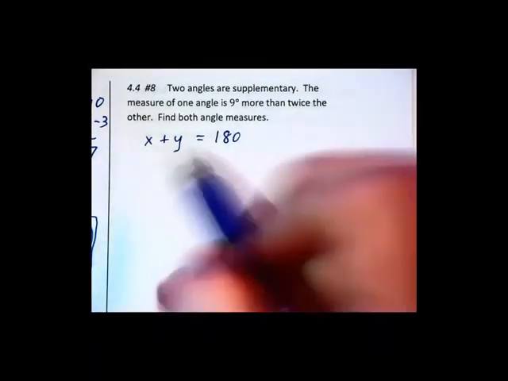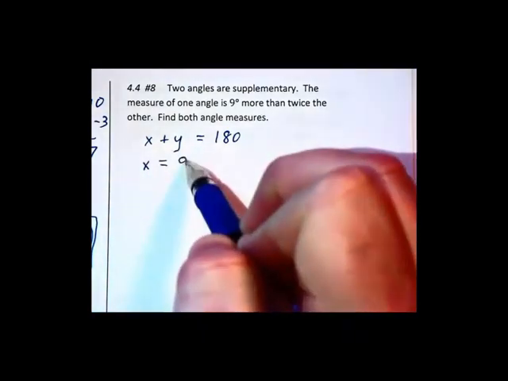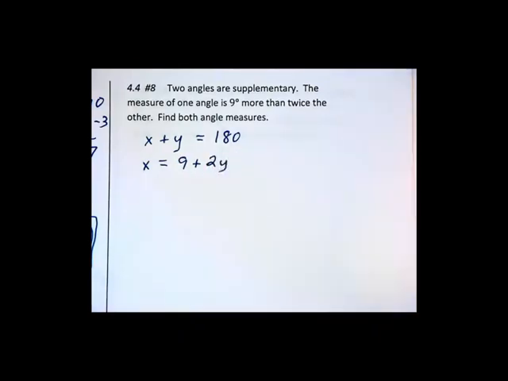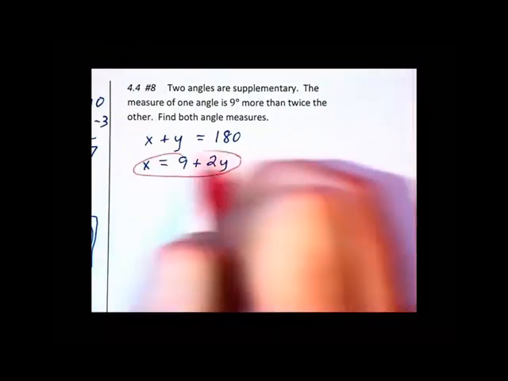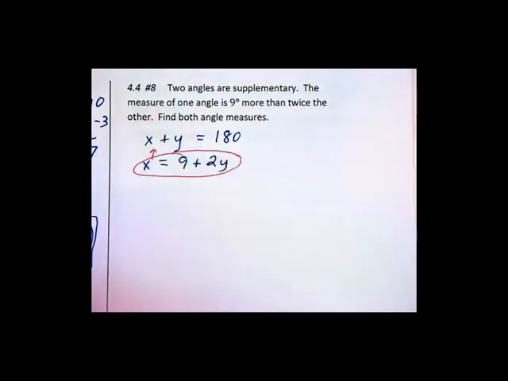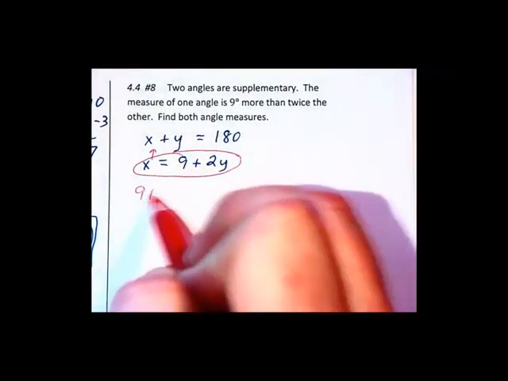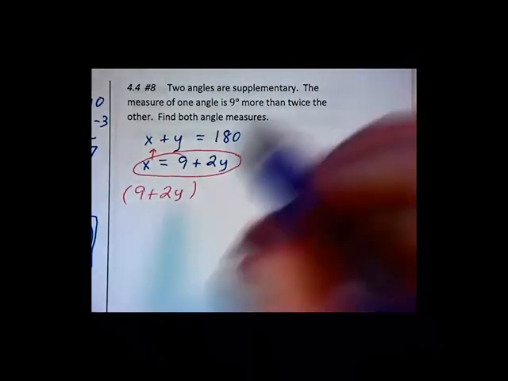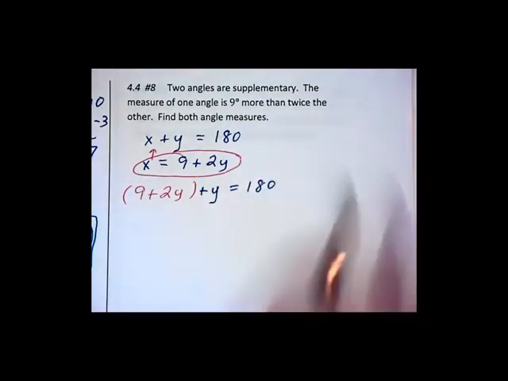The measure of one angle, I'll just say that's x, is 9 more than twice the other angle, 2y. So there's our two equations. Since I have an x equals, I'm going to substitute the second equation into the first equation. And that's going to give me 9 plus 2y as the substitution, plus the y that's already there in the line above equals 180.